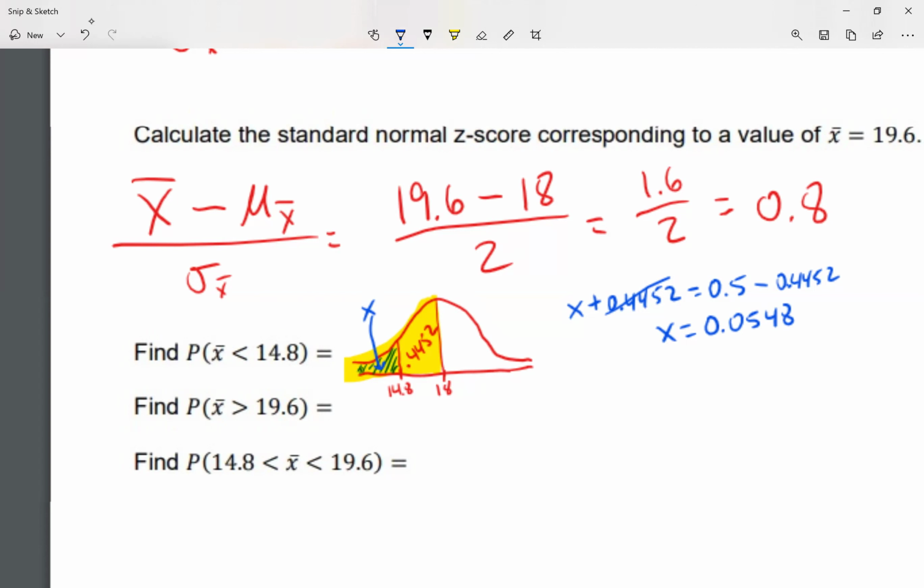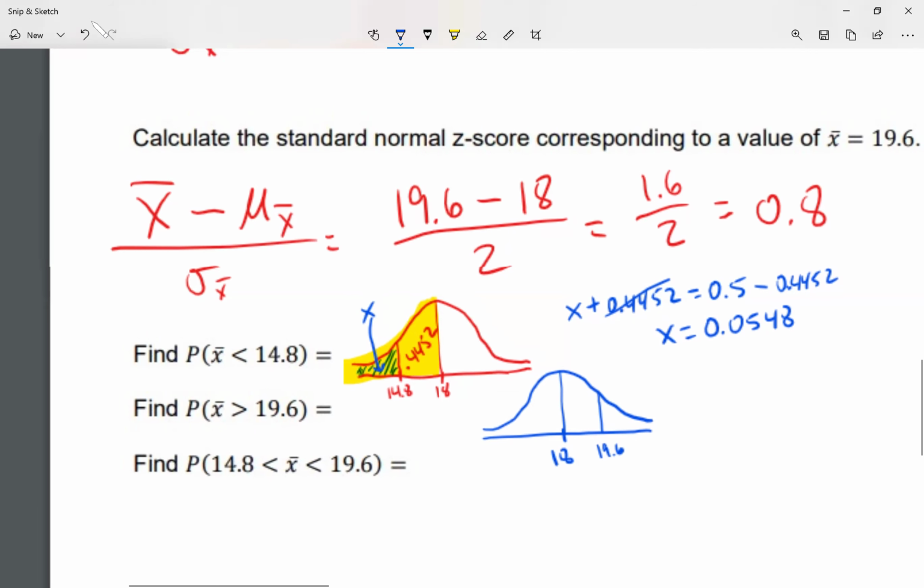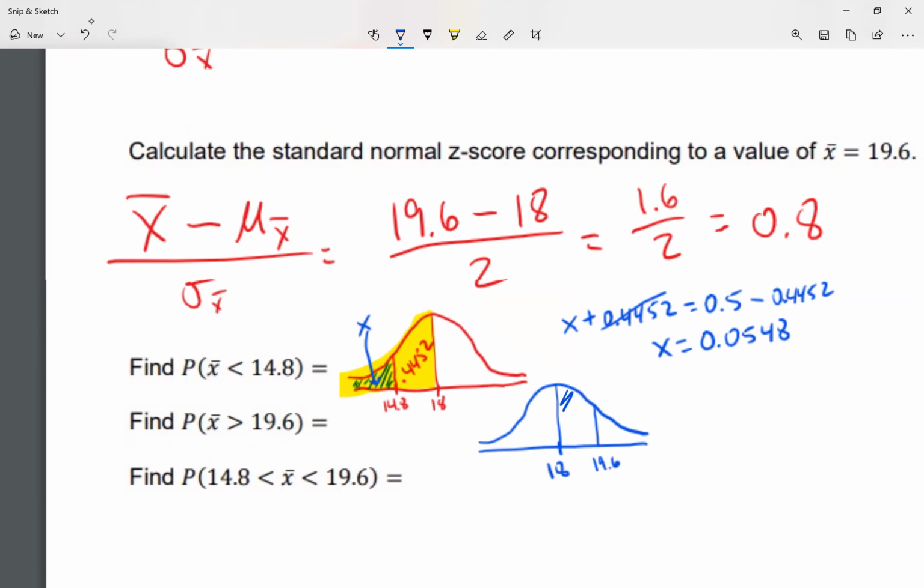Find the probability that x bar is greater than 19.6. Let me draw a normal distribution. I know my mean is 18. I'm looking at 19.6, and let me just say 19.6 is about here. I know the table that we have is going to give me the area in between 18 and 19.6. I know how to find that.